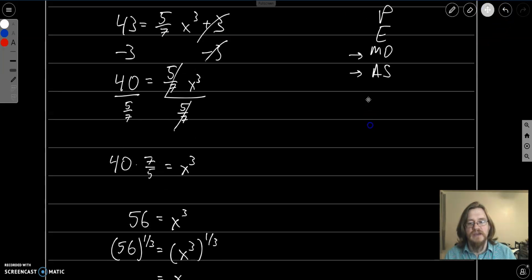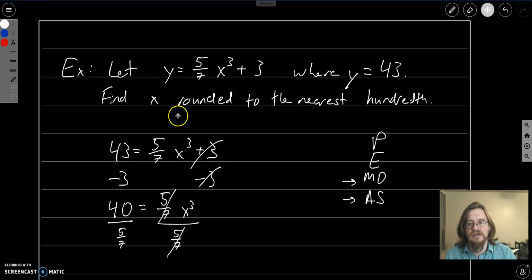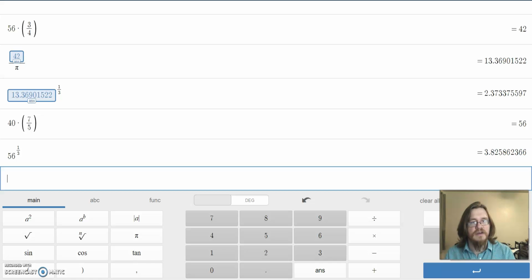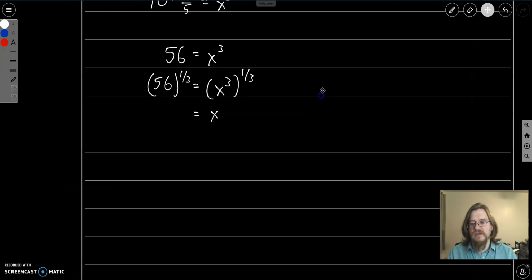But if we come back to our question, we want to round to the nearest hundredth. So that hundredth is 2 decimal places, so it's going to be 3.82, except we have a 5 behind it, so we round up. So 3.83. And it's going to be 3.83.